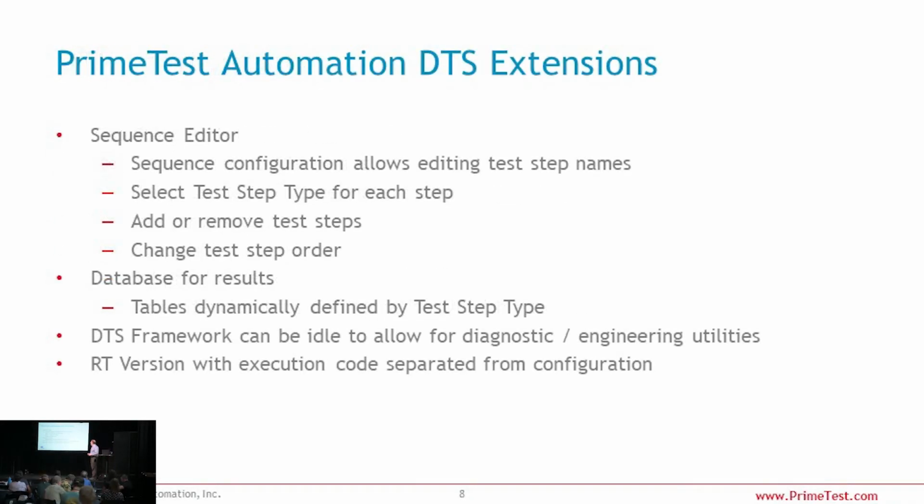So what did we do? We said, okay, let's take a look at that sequence editor. We're going to add the ability to let you edit the names of the test steps. We're going to let you select the test step type for each step. So now that I've given you the ability to name whatever you want, I'm going to choose which one of the step types. So that array of wrapper classes becomes really an array of test step types, not test steps themselves. I'll let you add and remove test steps. How about that? And we can change the order.